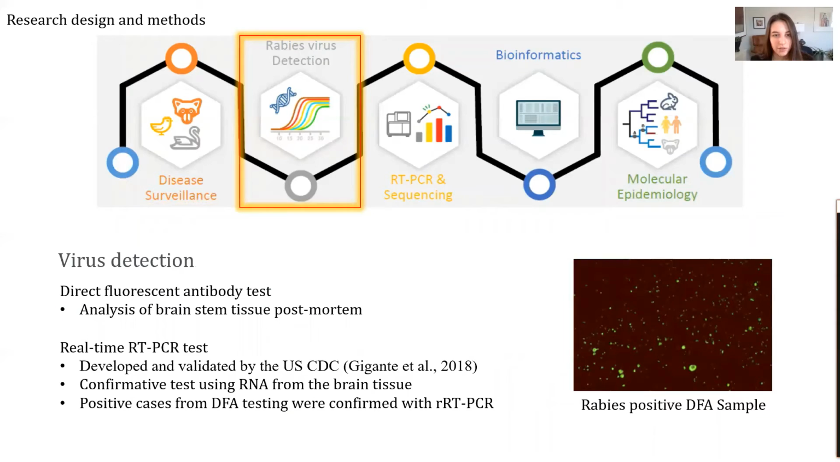Since rabies virus infects the central nervous system, a cross-section of brainstem tissue is typically assessed post-mortem to identify if rabies virus proteins are present. The presence of rabies virus in brain tissues was determined by using the direct fluorescent antibody test, also known as the DFA test, and confirmed by real-time RT-PCR.